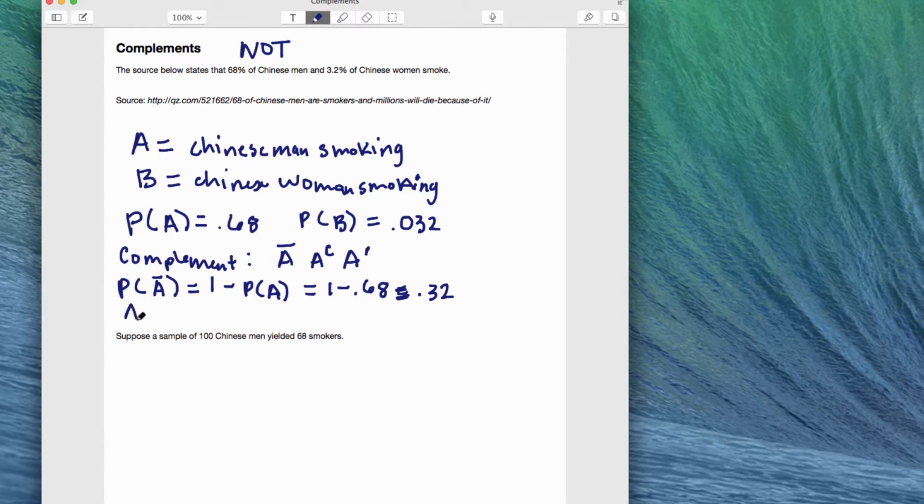I'm going to go ahead and write out A bar equal to Chinese man not smoking. So there's that word not. Now if we defined our event differently, maybe A means the chances of someone not smoking, and then the complement would be smoking. So again, you can define your event however you like and then just throw in the word not, or maybe remove the word not for your complement.